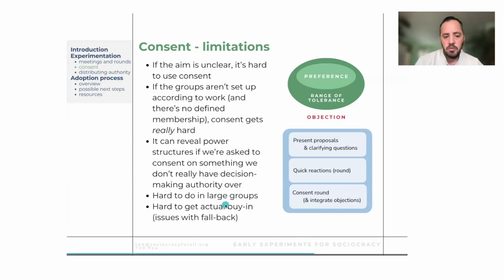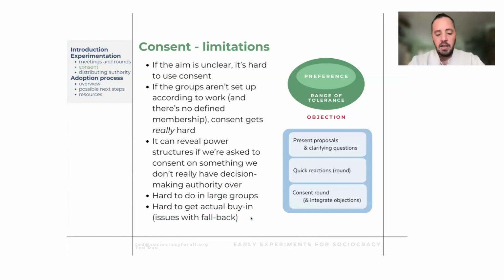Consent is hard to do in large groups. I've already sort of talked to that with rounds, and it's hard to get actual buy-in. So sometimes I read that people are like, oh, let's make decisions by consent, and if it doesn't work, then let's just vote. I get that. And let's think about the situation for a moment. Let's say somebody brings a proposal and I'm against it, but I'm in the minority. Let's say I'm the only one who's against it, but I have really good reasons. Okay. Now I object, and now we talk about it, right?